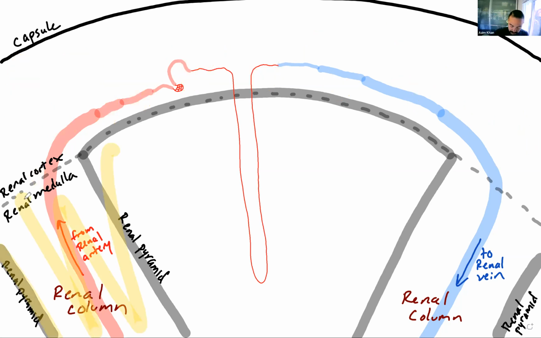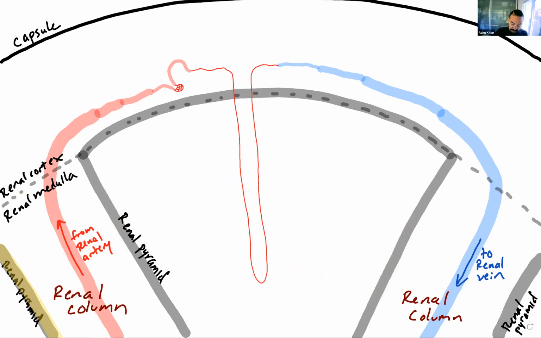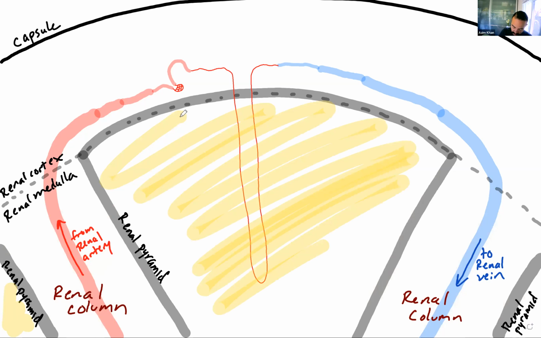Here, below that dotted line, that's the renal medulla. The renal medulla has sections to it. We've got renal columns shown here on either side. And we've got renal pyramids here. We've got one shown front and center, a renal pyramid. And that renal pyramid is where urine is going to drain out.